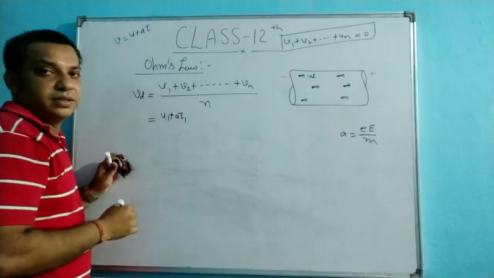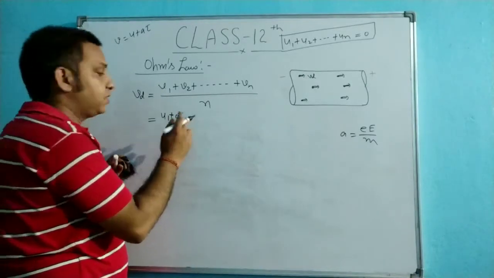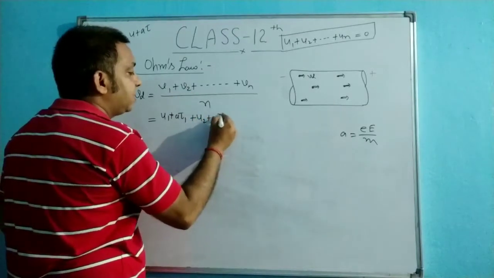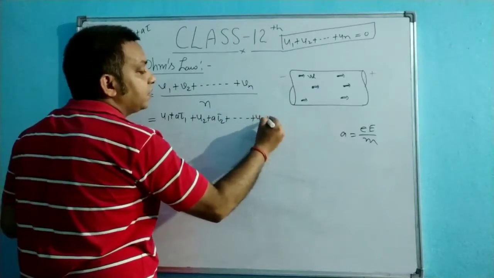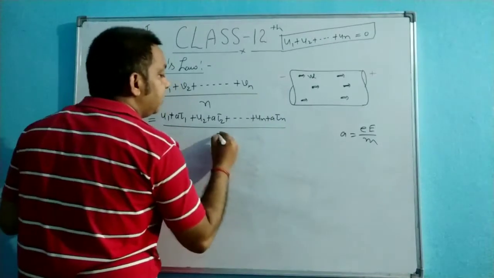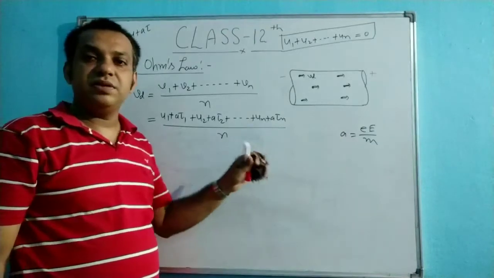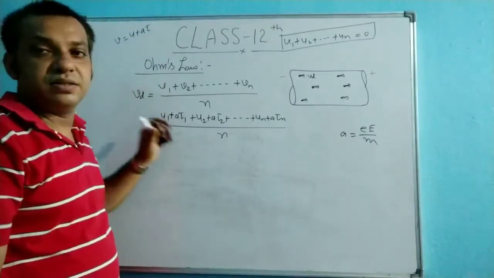I am considering the relaxation time of the first electron as tau 1. Similarly, V2 is u2 plus a tau 2, and so on. For Vn, it is un plus a tau n. Clear? And divided by n. Simple, in place of V1, V2, V3, with the help of the motion equation v is equal to u plus at, I just put the value.